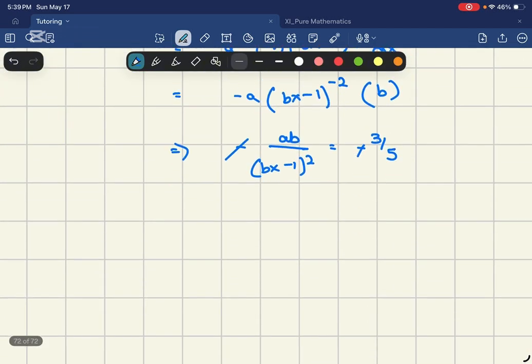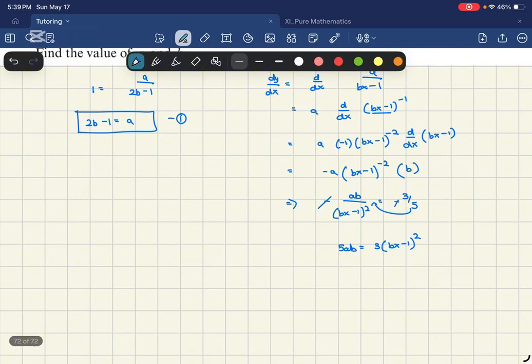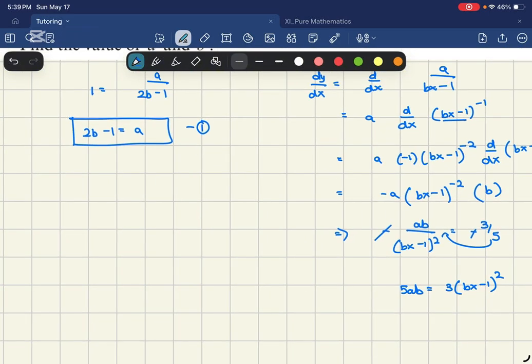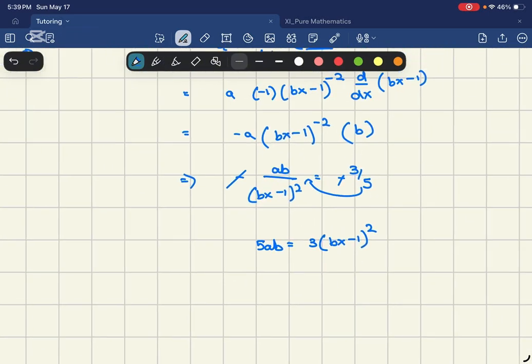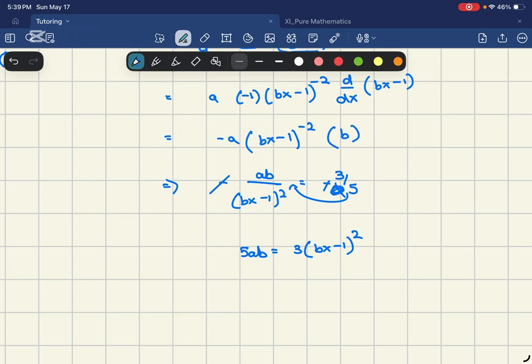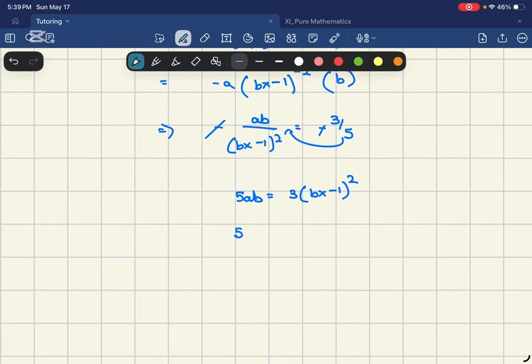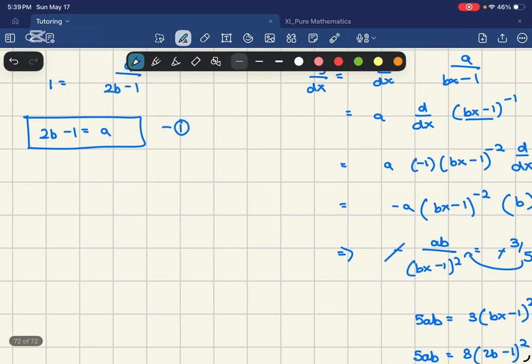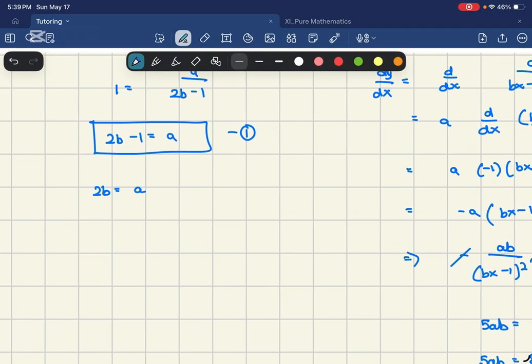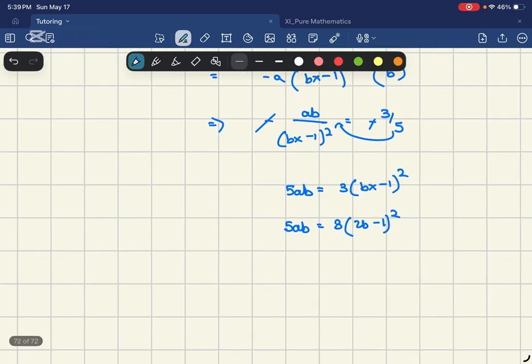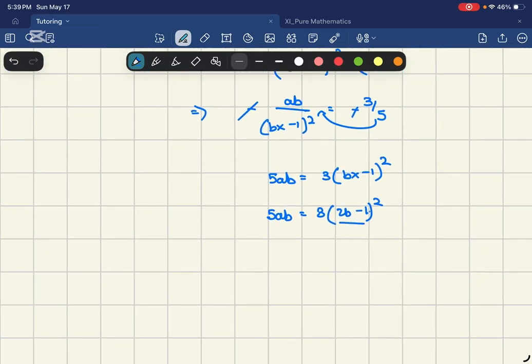So now you can cancel out the negative sign and you get the equation 5ab. If you multiply by 5 on both sides, it's 3 times (bx minus 1) squared. All right. So now, this value occurs when x is equal to 2. So let's just substitute that in. 5ab equals 3 times (2b minus 1) squared. Now, 2b is just a plus 1. So I'm going to substitute this in here. So a plus 1 minus 1 will just leave you with a.